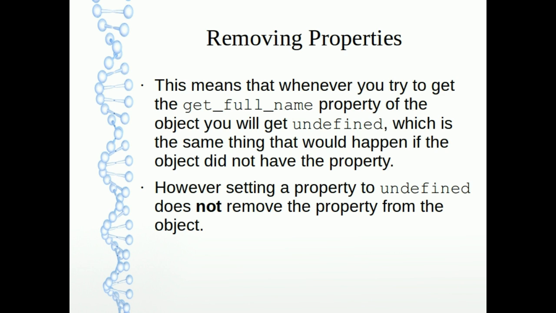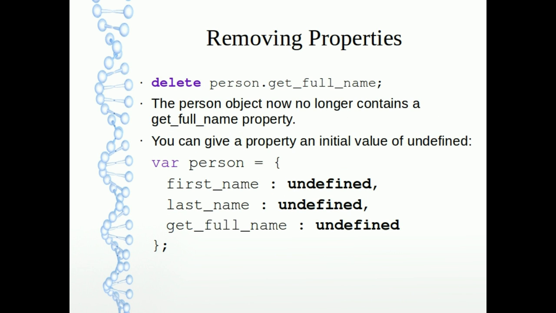The only way to remove a property from an object is to use the delete keyword. In this example, the object no longer has a getFullName property. Also notice that it is possible to create an object with properties that have the value of undefined, and also it's possible to set an object's property to the value undefined. In both cases, however, the object still has the properties, it's just that they have the value undefined.